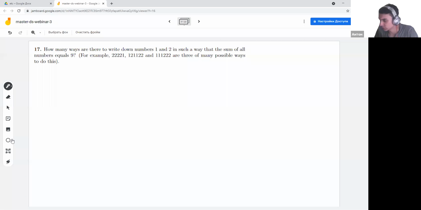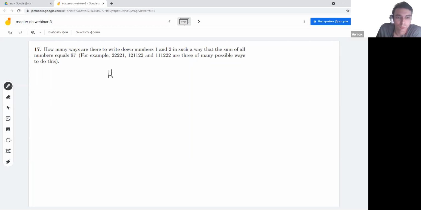Okay. So, how do we represent 9 with a sequence of 2s and 1s? We are given some examples, and we need to compute all these possible ways. So this is a problem in combinatorics. So let's see, how many 2s can there be?